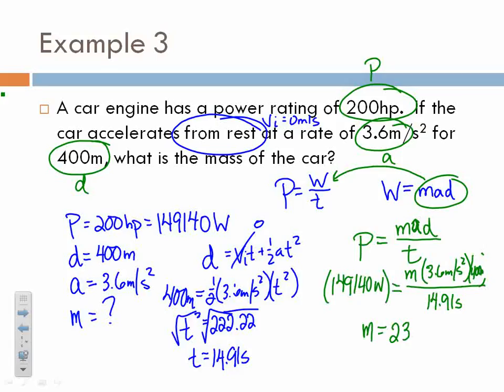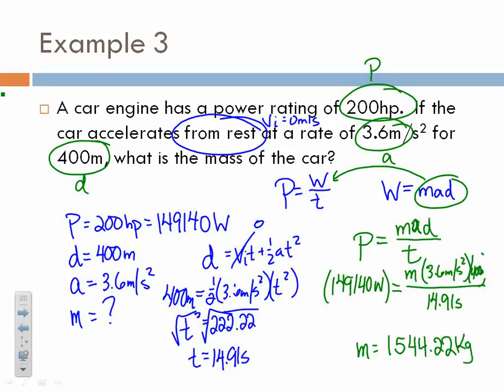2,000, or sorry, oops. Sorry guys, I made a mistake. See, you can do it too. Sorry. And so we get a mass of 1,544.22 kilograms. Bam!